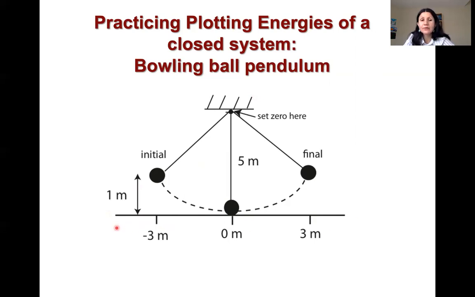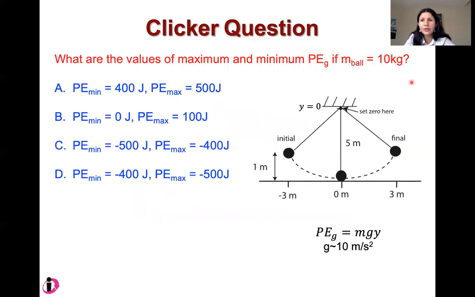And what we're going to plot at the end is the energy, not as a function of height, how high it goes, but as a function of the horizontal position. So we'll get to that last, but first I want you to think about what are the values of maximum and minimal potential energy in this interval as this ball swings, if our y equals 0 is up there. So remember, what is the equation for gravitational potential energy?